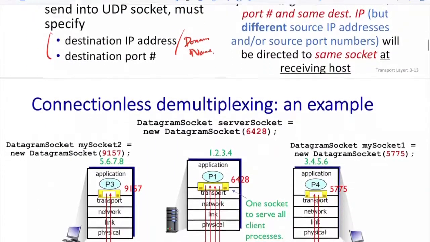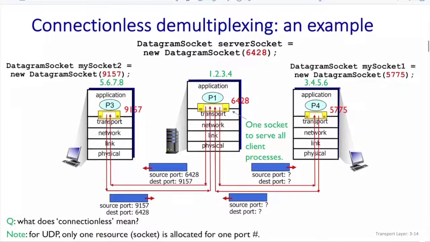We have a figure right here. Here we use UDP, don't forget that. We have three different hosts right here. Take a look at this specific line right here.